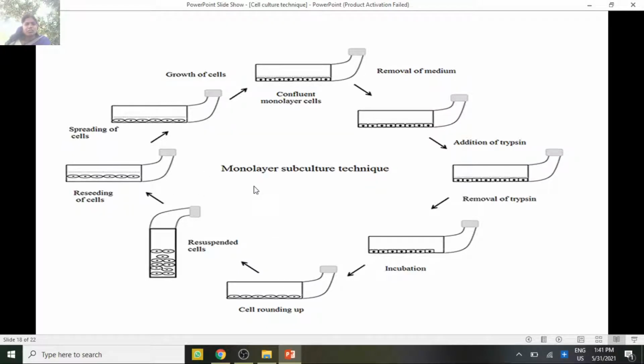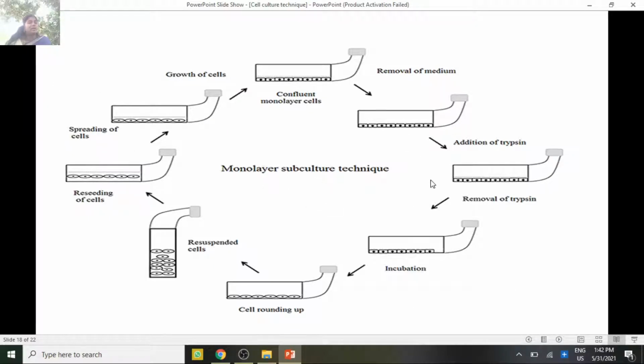Here is culturing of monolayers, that is, monolayer subculture techniques. After getting the disaggregated cells, they are spread in a tissue culture flask and confluent monolayer cells are grown. You remove the media and add trypsin to the monolayer. Trypsin will cleave the cells if you incubate, so the cells will be released, and after removing the trypsin by centrifugation you get single cells. This picture shows obtaining single cells from the monolayer.